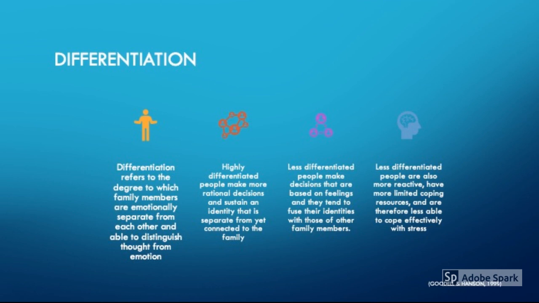Differentiation refers to the degree to which family members are emotionally separate from each other and able to distinguish thought from emotion. Highly differentiated people make more rational decisions and sustain an identity that is separate from, yet connected to, the family. Less differentiated people make decisions that are based on feelings. The goal is to be able to have highly differentiated members of the family.